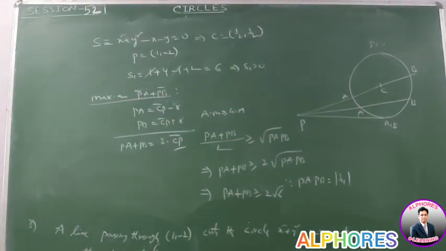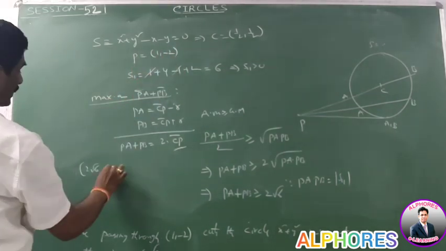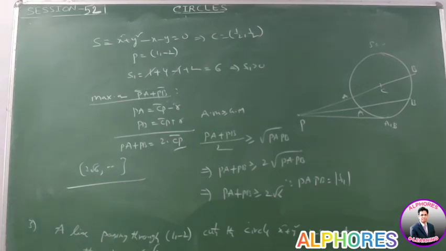Next, the range of that value: the minimum value is 2√6. Find the maximum value. What is the maximum value? That value is the maximum, and it gives the range of PA + PB.